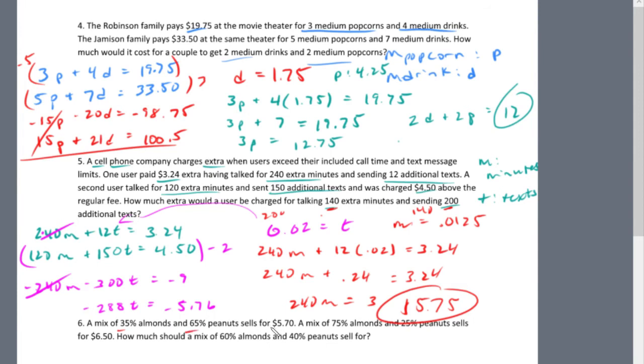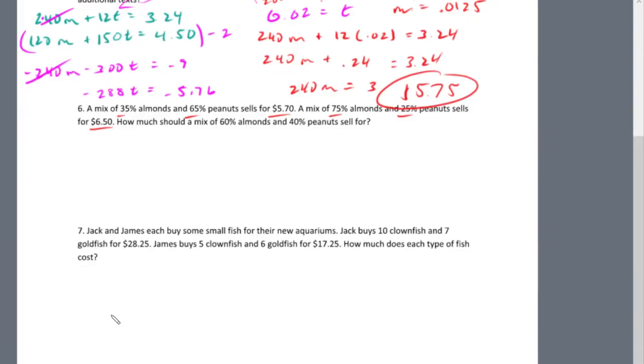35% almond, 65% peanut, 575. 75% almond, 25% peanut, 650. I'll set up the equation and solve it using high-level math. Oh! It's just now been discovered that we have 2 more problems. All right, I'm going to set it up. 0.35a plus 0.65p equals 570. 0.75a plus 0.25p equals 650.